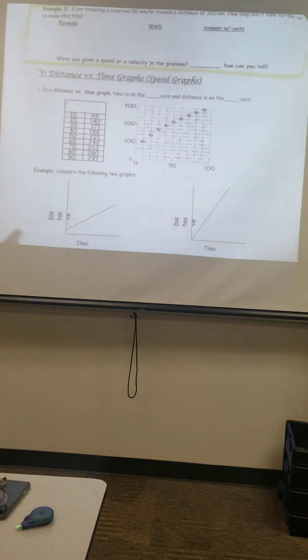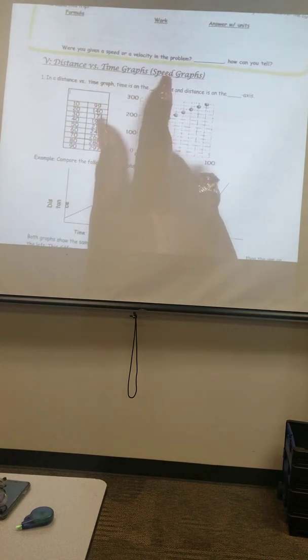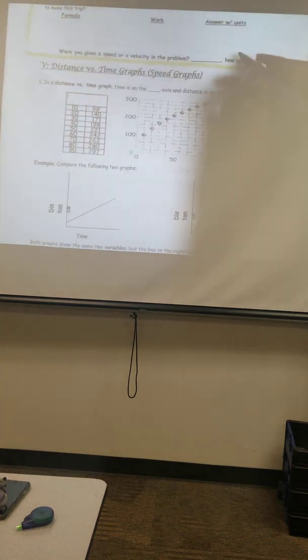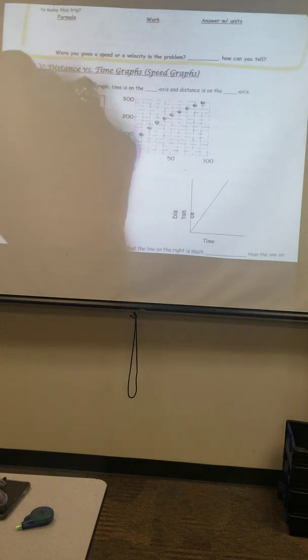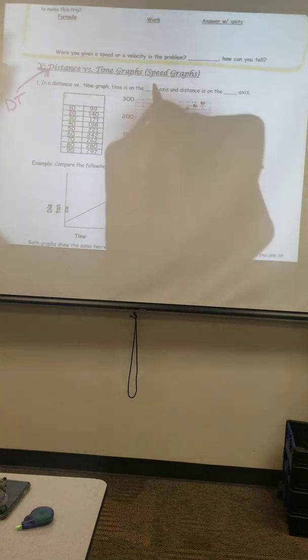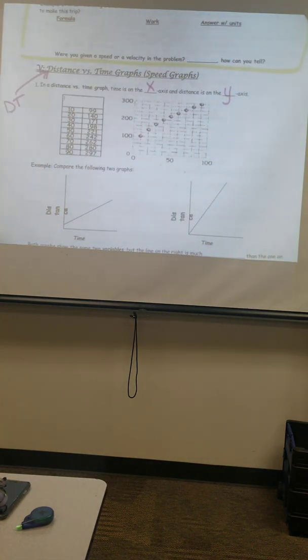Distance versus time graphs. These are also called DT graphs, which are speed graphs. One more time. Distance versus time graphs, and I'll put a little arrow, DT. So when you hear me say DT, that's a distance versus time graph, which is about the speed of the object. It's just telling me how fast my object is going. In a DT graph, time is going to be on the x-axis, and the distance is always going to be on the y-axis.